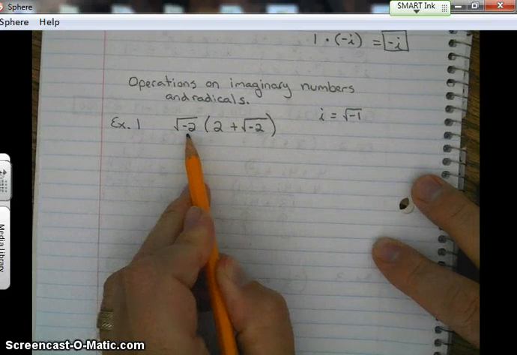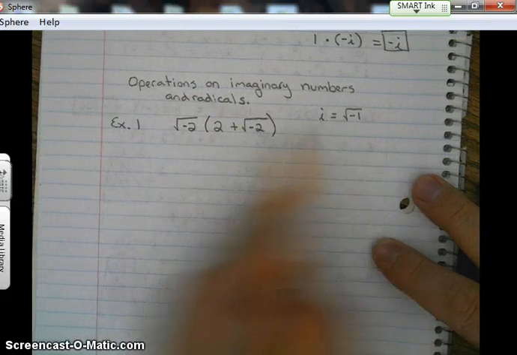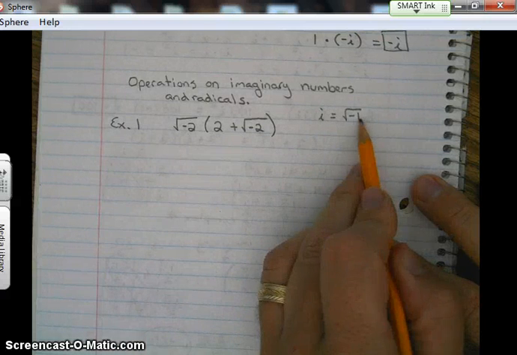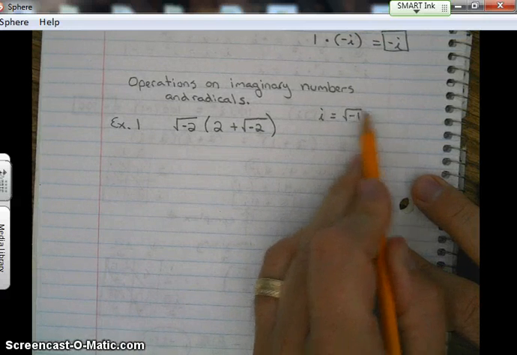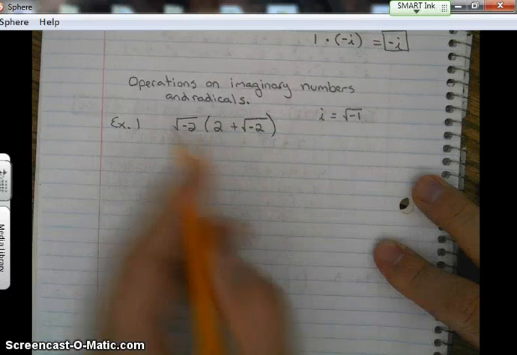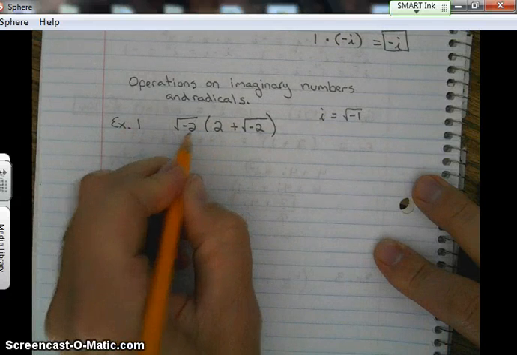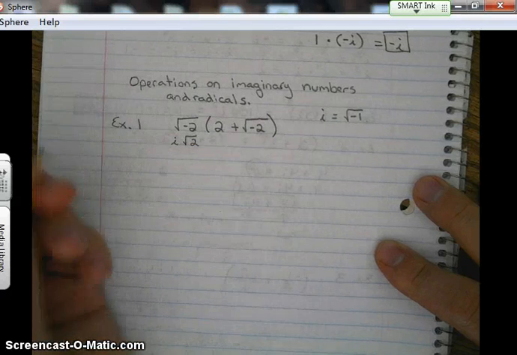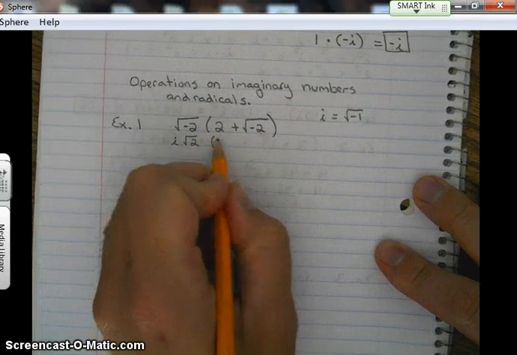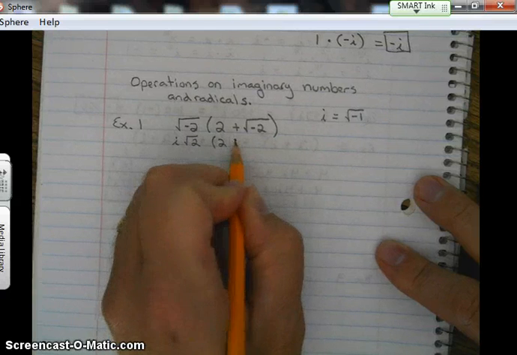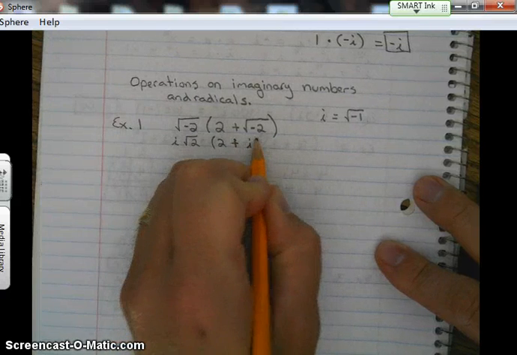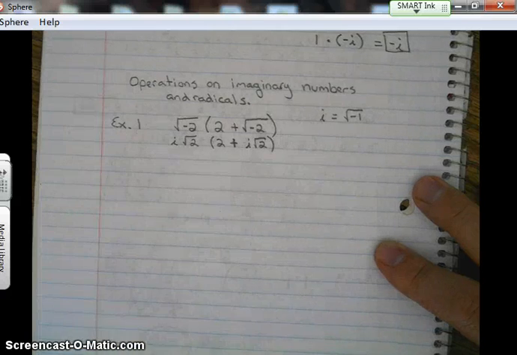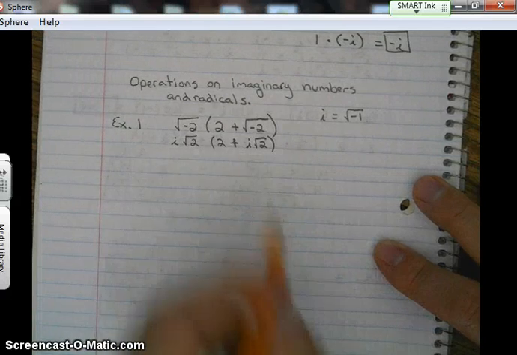And so to pull the i out, or to convert it from a negative under a radical, you want to pull the i out. So this will actually be i radical 2 times 2 plus i radical 2. So the math behind that is this.